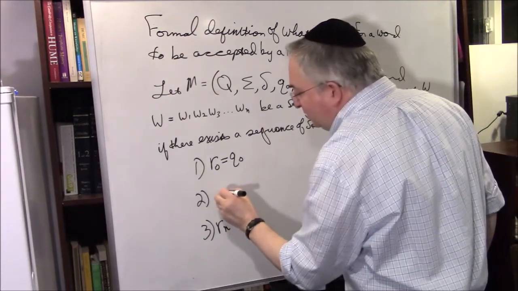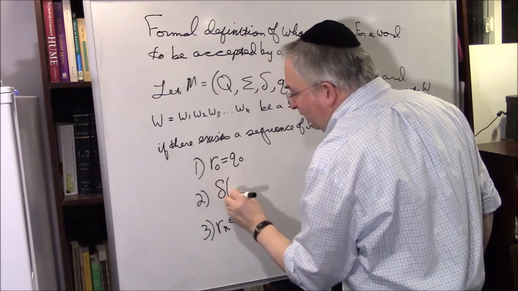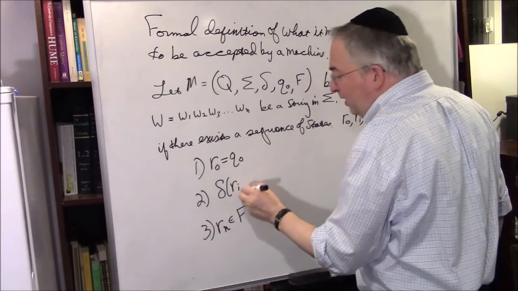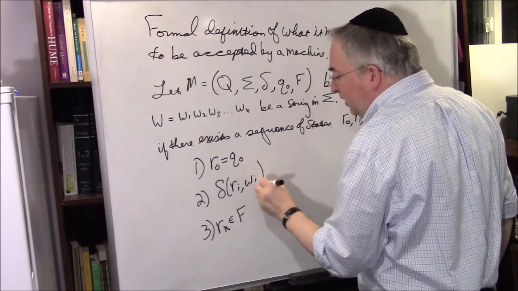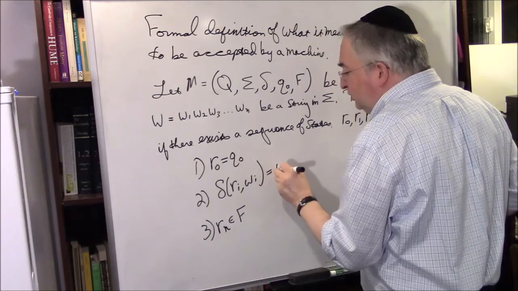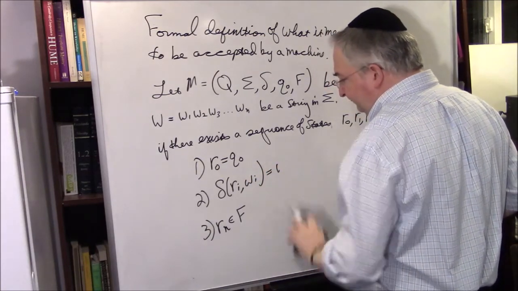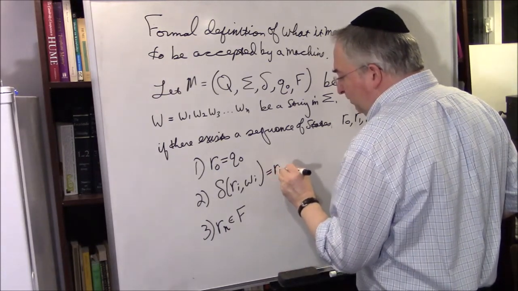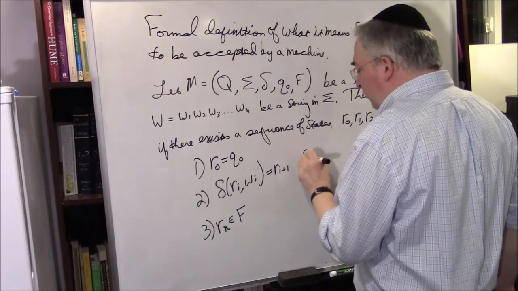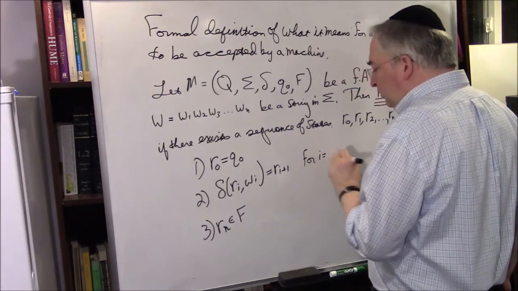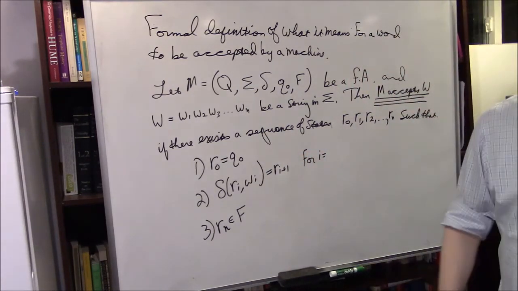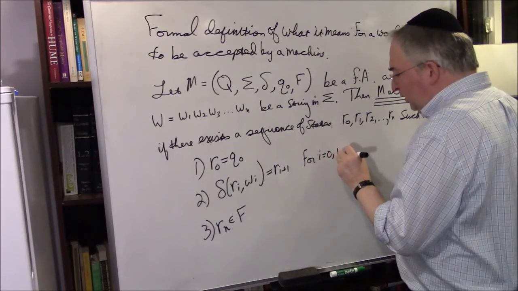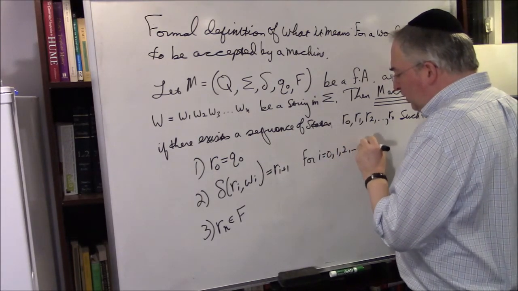And so we write this as follows. Delta of Ri, comma, Wi equals Ri plus 1 for i equals, I start at 0? Yeah. 0, 1, 2, n minus 1.